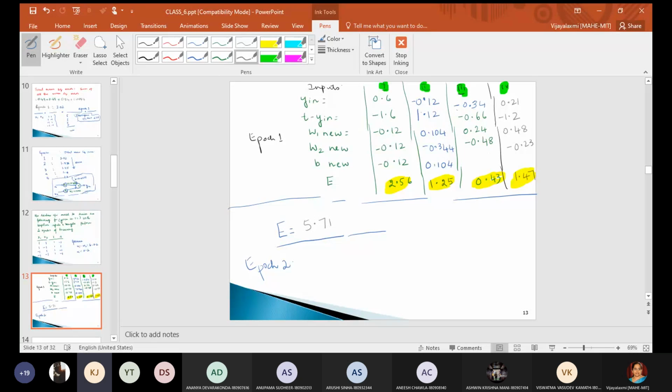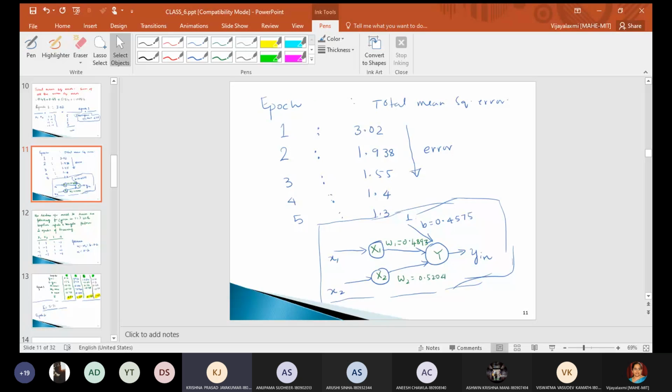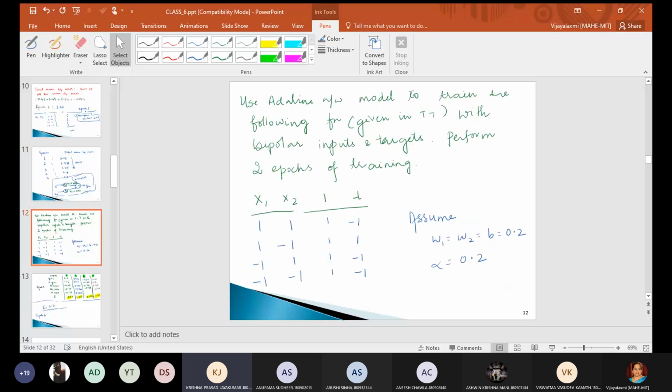Ma'am, for the third one, T minus Y, won't it be 1.34? Because it is 1 minus of minus, right? No, it is minus 1, third, see. Oh, okay.